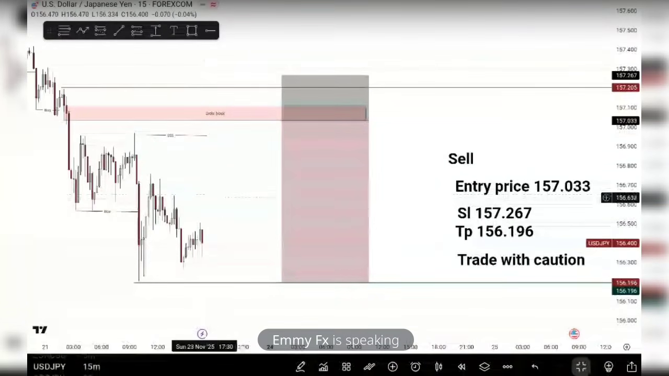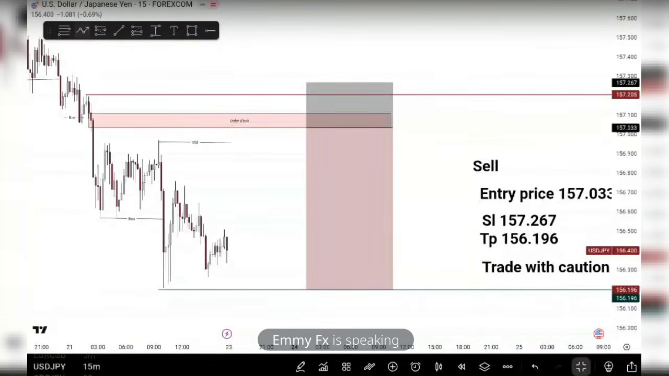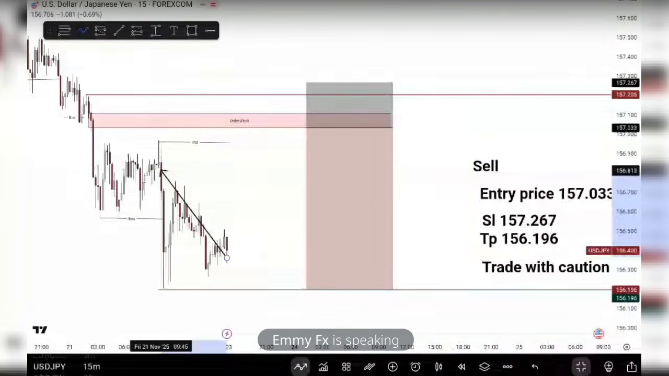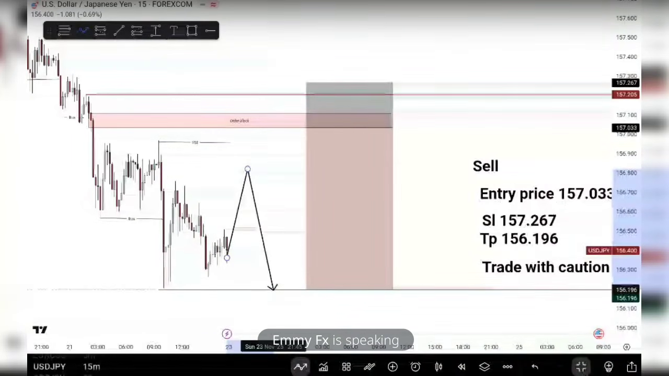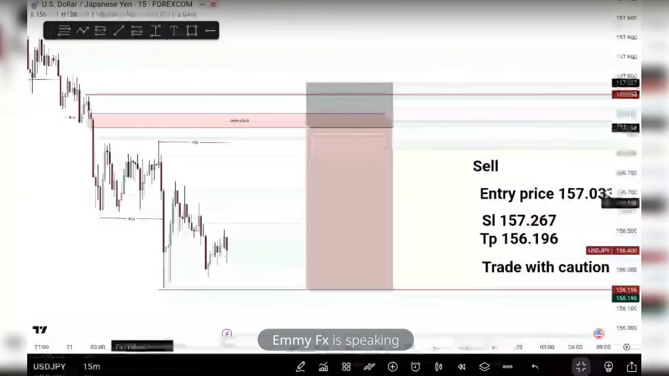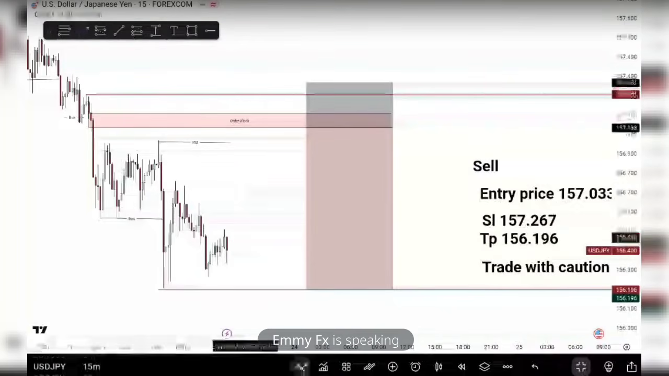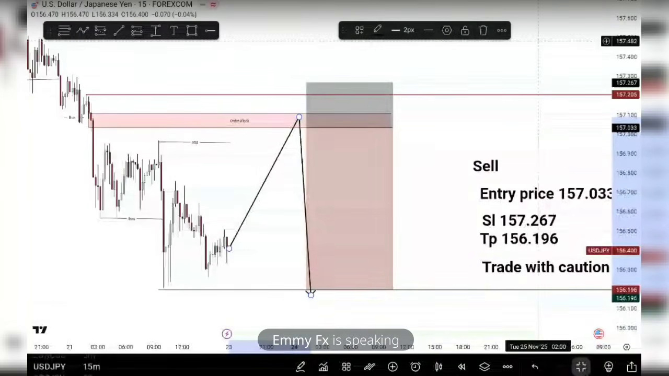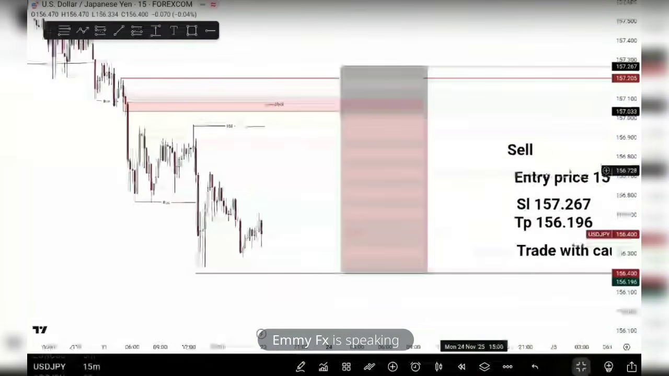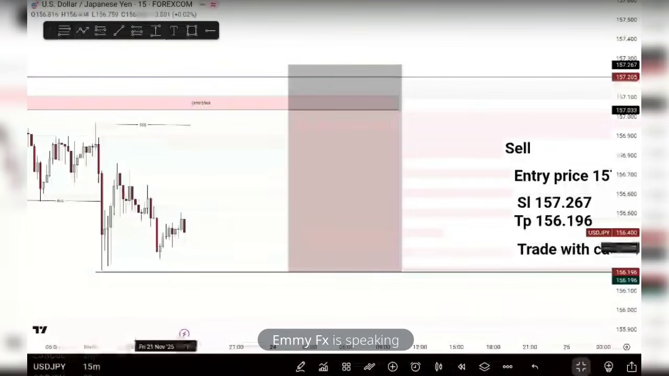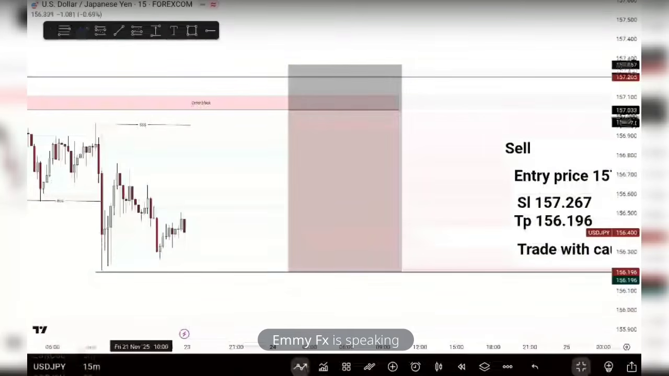Now, before analyzing the last year, I want to also say this: price could also respect this supply zone here and move to the downside. If you look more carefully, you can see that price is currently reacting from this zone. Can you see this zone?